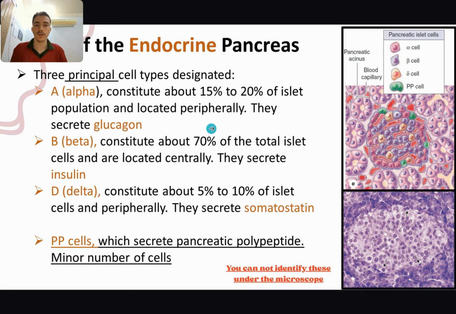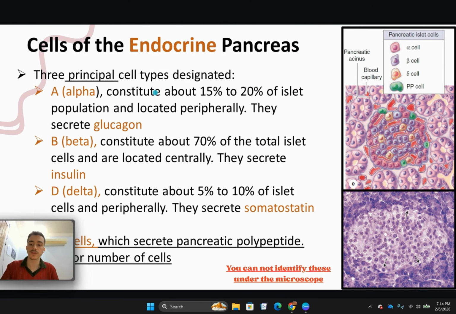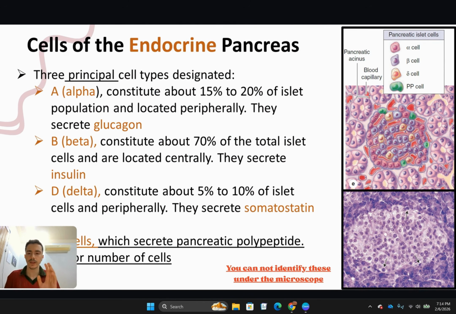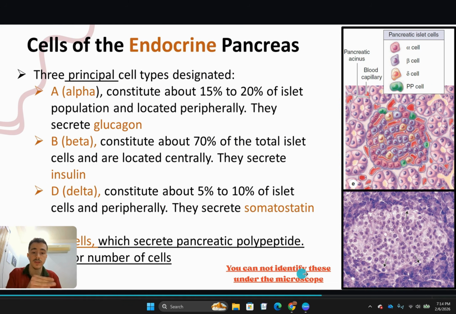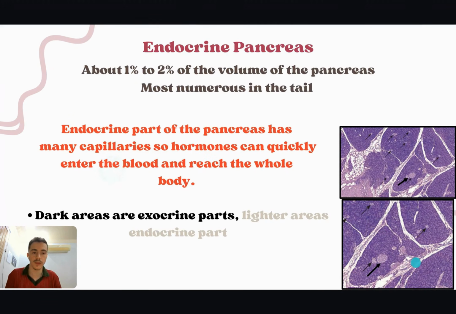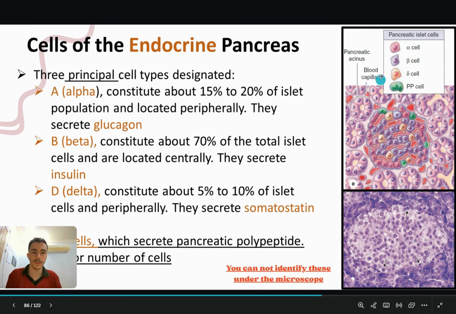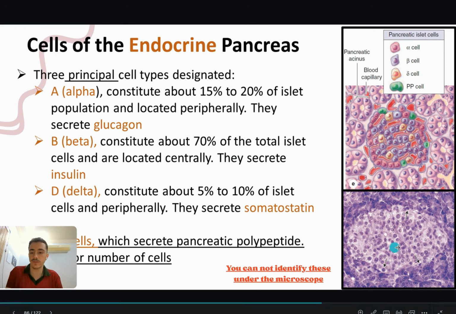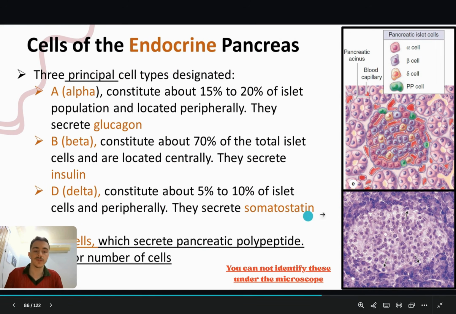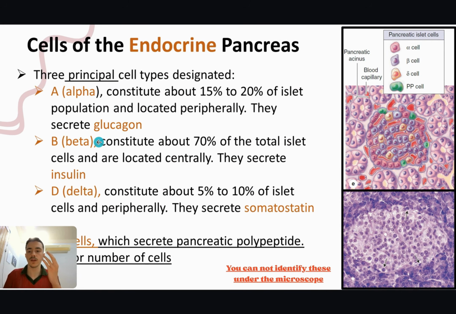The endocrine pancreas cells. The doctor didn't talk about them in more detail, but just go through them, because you cannot identify these under the microscope. Literally you will see them like this. That's why you find them as a white or light area, because these cells are here. But you cannot differentiate or identify these cells. But we have 4 types of cells. We have alpha, beta, delta, and PP cells.